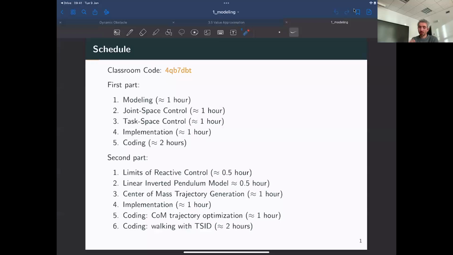And as before, we will spend 1 hour giving an overview of the implementation using the slides. And then we're going to spend another hour coding the trajectory generation part, and then 2 hours integrating what we did in the second part with what we did in the first part. So overall, it's quite a lot of time spent on the coding and looking at the implementation. So it's a quite hands-on class, I would say.